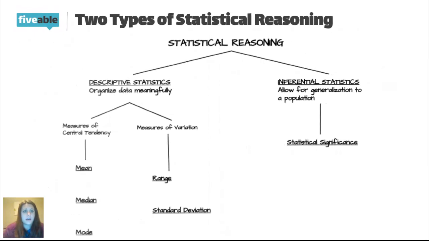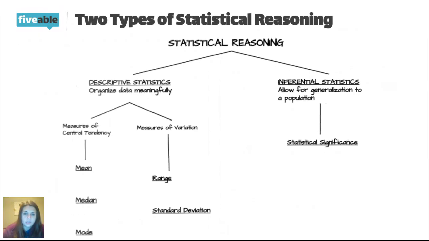Another part of the research methods unit would be the statistical reasoning that I mentioned. I find this little chart or graphic useful for organizing my descriptive statistics and my inferential statistics. So if you want to take a screenshot of that or make a copy of this, go right ahead. It would be useful for you to take a peek at it and remember, what is a measure of central tendency, mean, median, mode, and what's a measure of variation, standard deviation, the range, things like that.